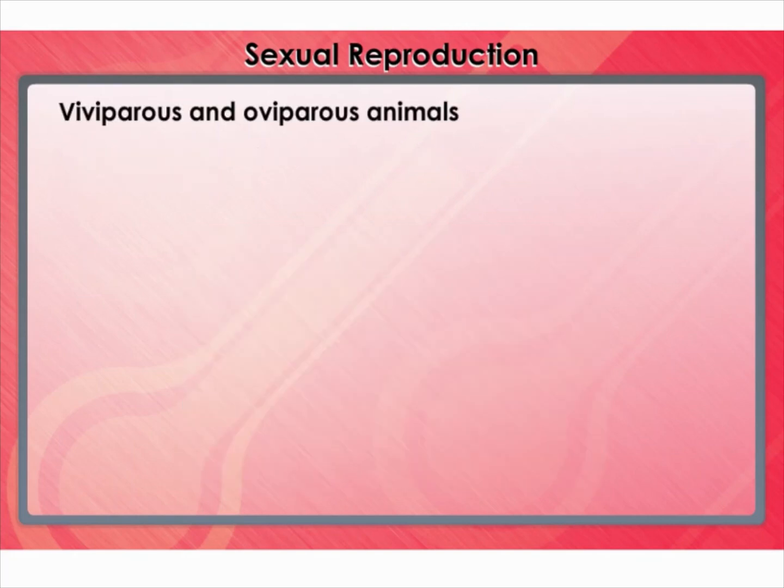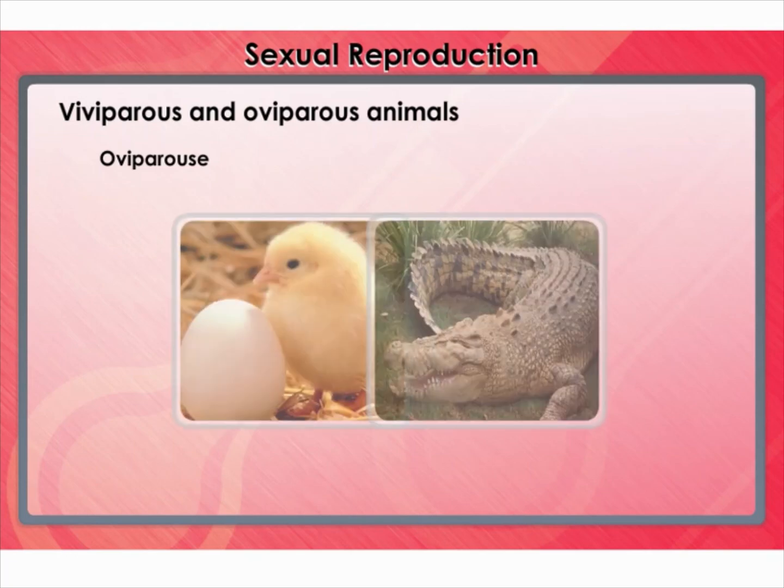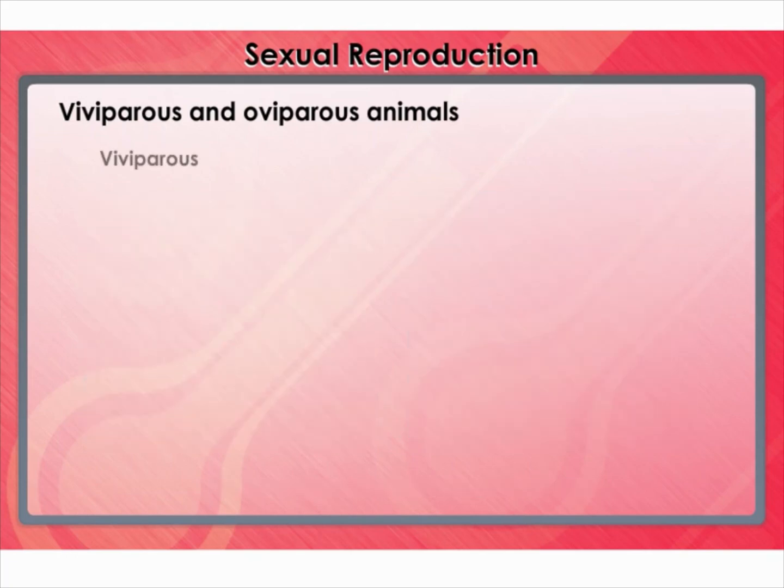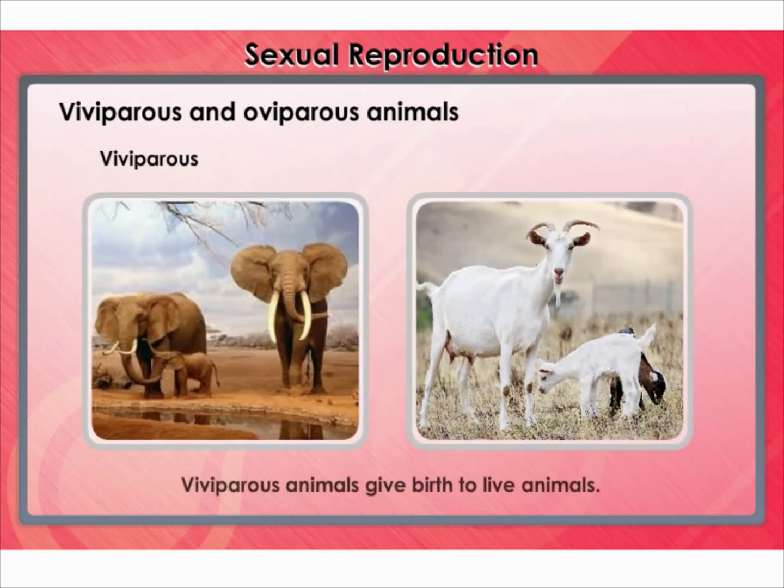We have learned that some animals give birth to young ones, while some animals lay eggs which later develop into young ones. The animals which give birth to young ones are called viviparous animals. Those animals which lay eggs are called oviparous animals.